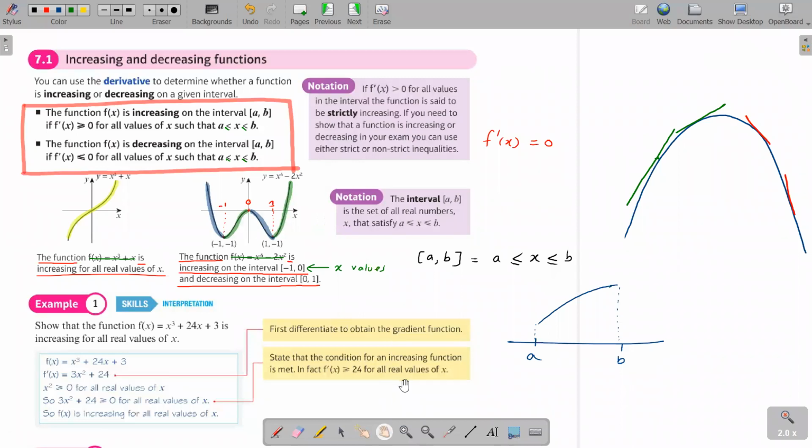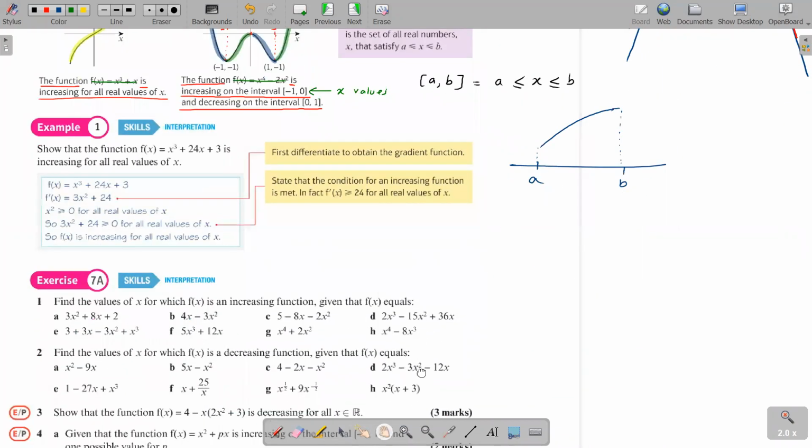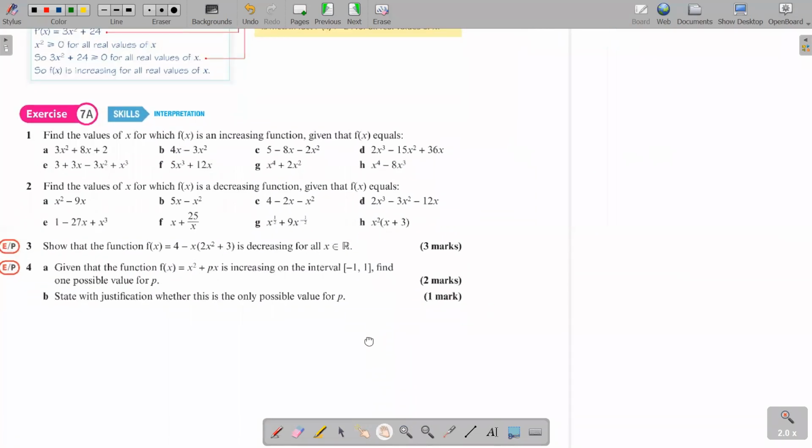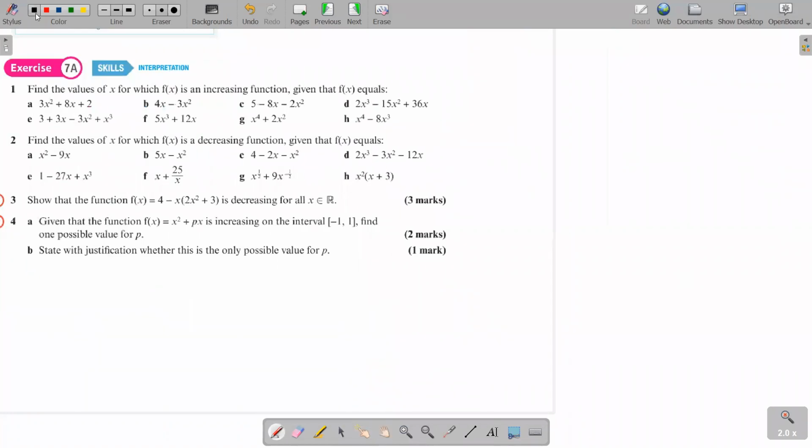Okay, so now we'll move on to the next part. Exercise 7a. Find the values of x for which f(x) is an increasing function, given that f(x) equals part A. Let's do this one. They want you to find the values of x where f(x) is an increasing function. So first one, f(x) is given by 3x² + 8x + 2.